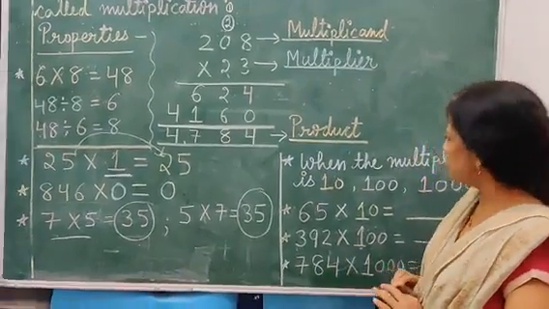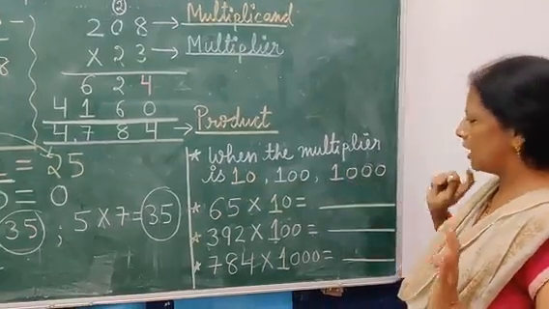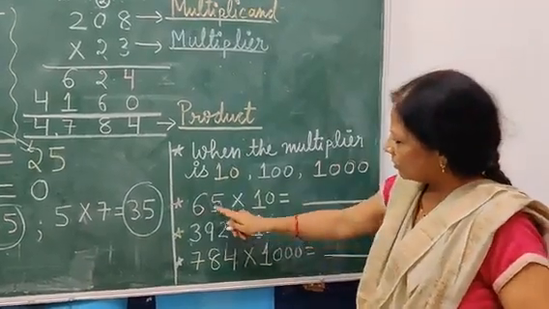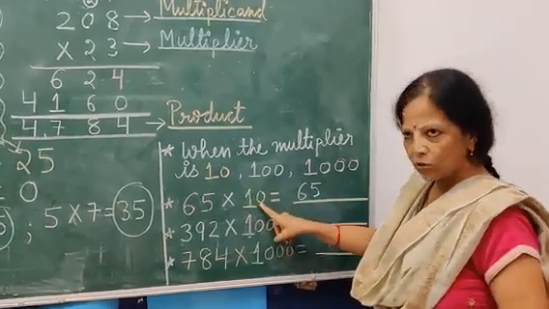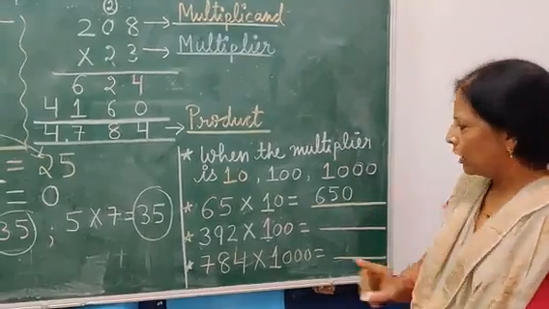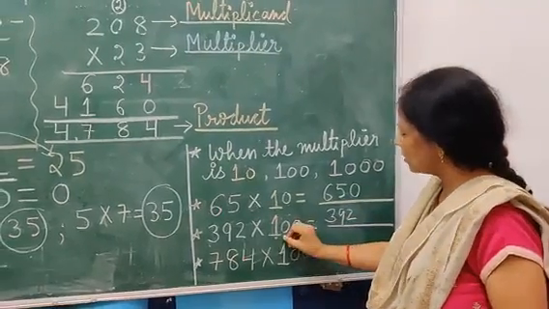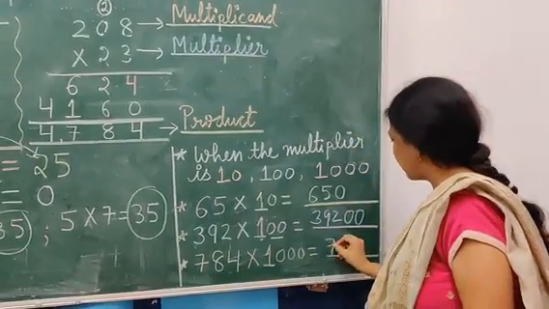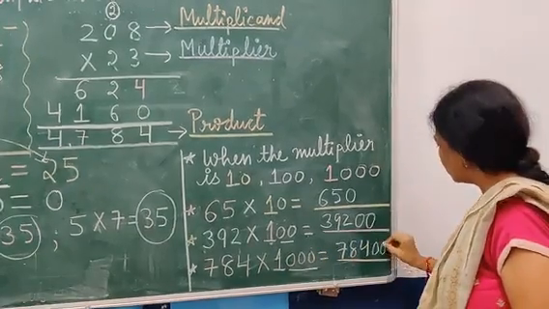Now see children, one more thing is there. Sometimes you have to multiply by 10, 100, 1000 like this. It is very easy, you only have to understand. First, you just write this 65 here, and how many zeros are there in the multiplier 10? 1 zero. So put 1 zero. Same thing here: you just write the multiplicand here, and how many zeros are there? 2 zeros. Put 2 zeros. Then write here the multiplicand 784. How many zeros are there? 3 zeros. So put 3 zeros over here.